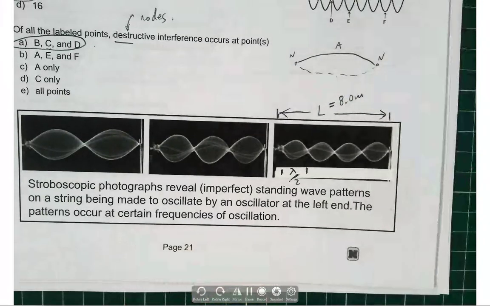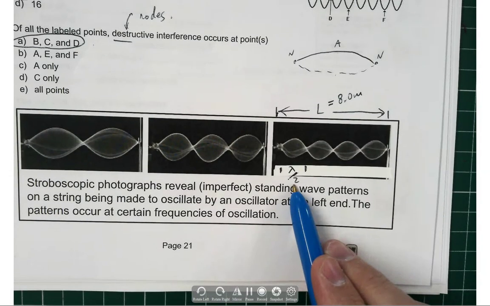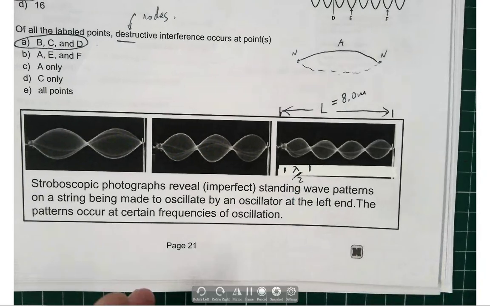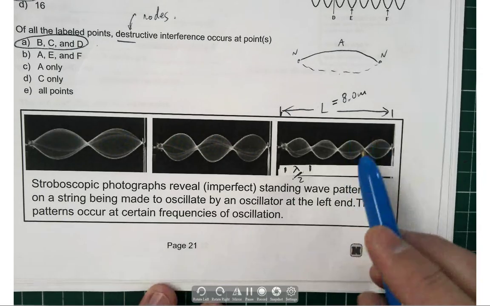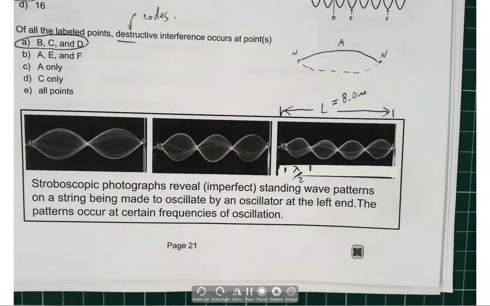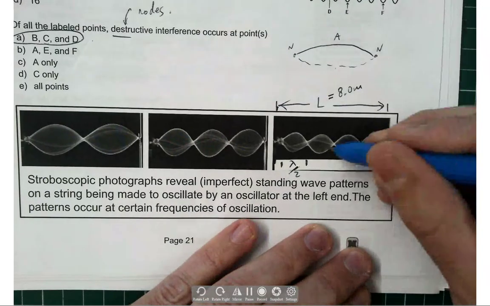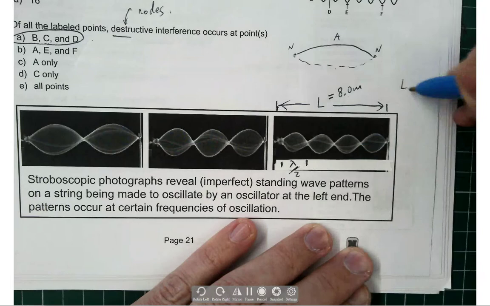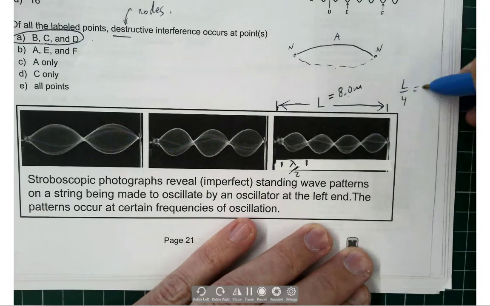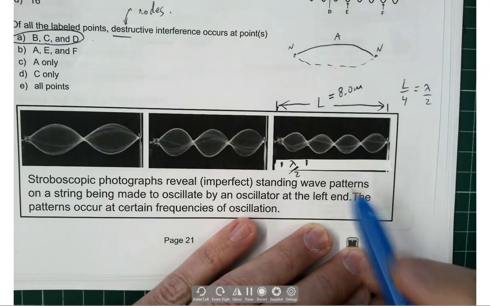So let's just say, imagine if the length of this string was 8.0 meters. Let's play the what if. If the length of the string is 8 meters long, how long is a half wavelength? No, a half wavelength isn't 4 meters. Yeah, 2 meters. Look at this. That means I've got length divided by 4 equals lambda over 2. You guys see that? Because there's 4 of them.